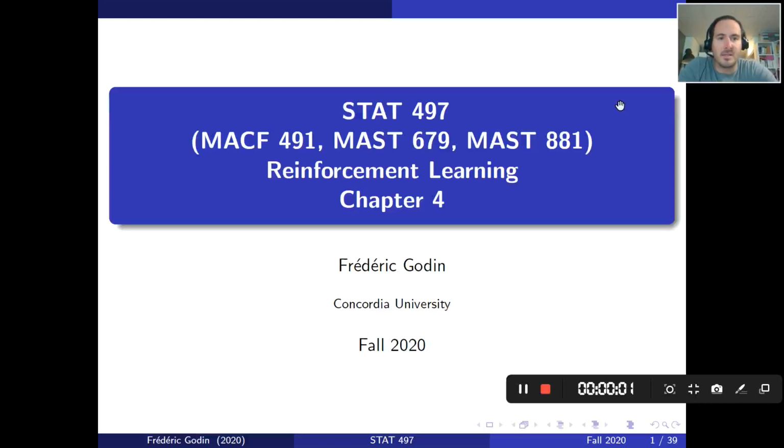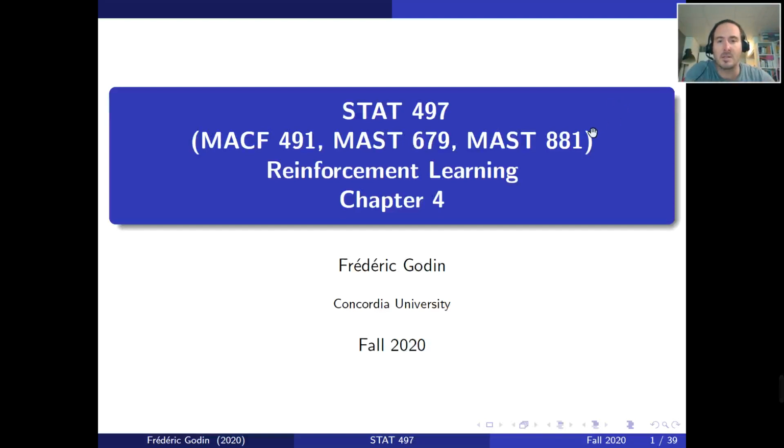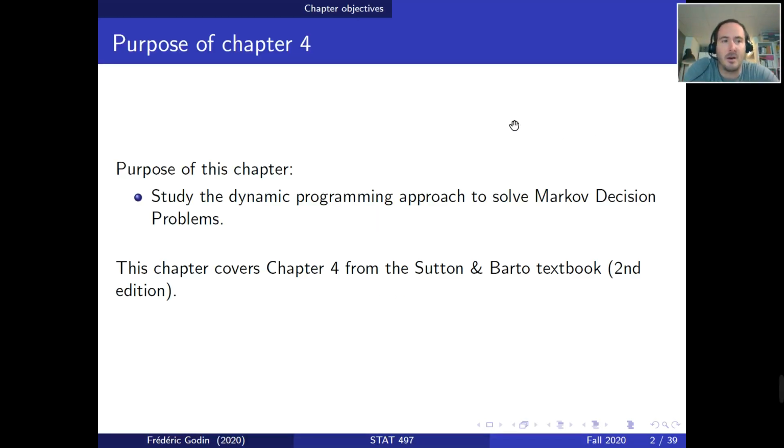Hello everybody, so this is the first video associated with Chapter 4 of the Reinforcement Learning course. The purpose of this chapter is to study an approach called dynamic programming to solve Markov decision problems, or Markov decision processes. This chapter covers Chapter 4 from the textbook, so feel free to have a look at the textbook if some explanations are not clear in my slides.